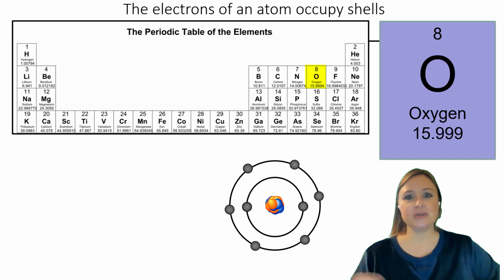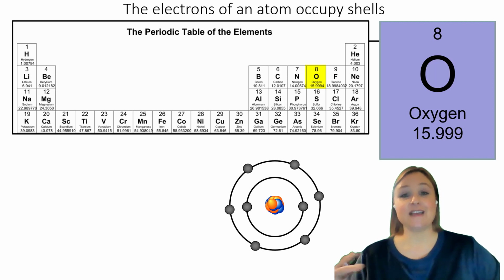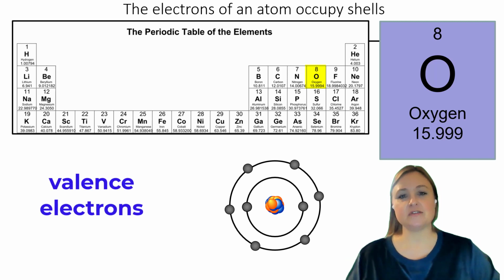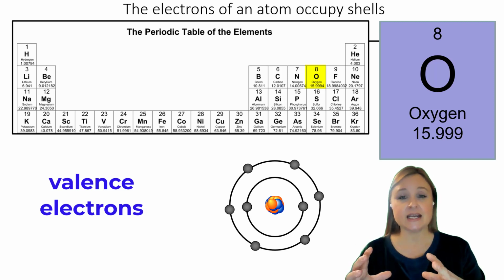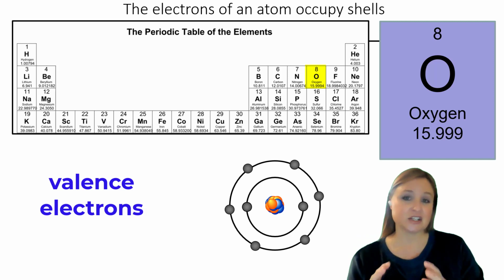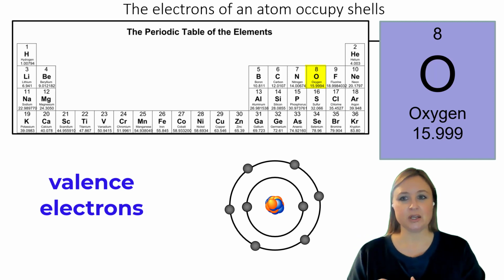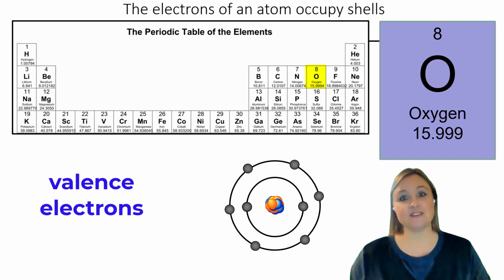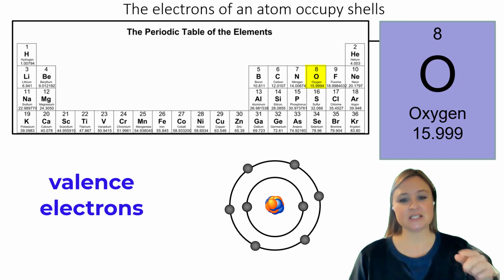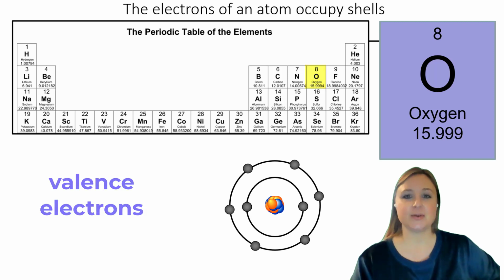And so the word we use to term that is valence electrons. Okay, so the valence shell is the outermost shell that has electrons in it, and the valence electrons are the number of electrons in that outermost shell. So oxygen has 8 total electrons. It has 6 valence electrons because we have 6 electrons in the outer shell.